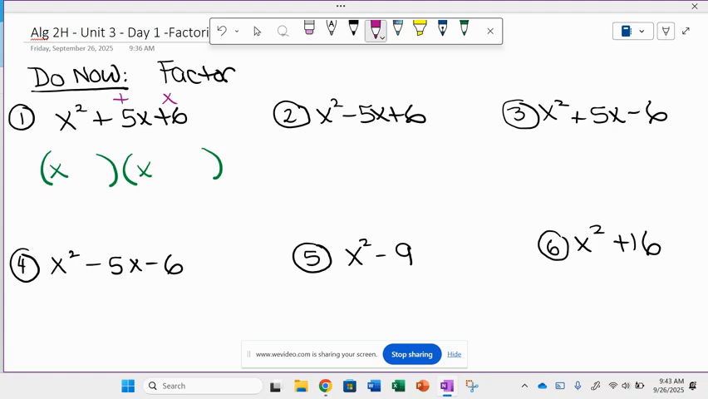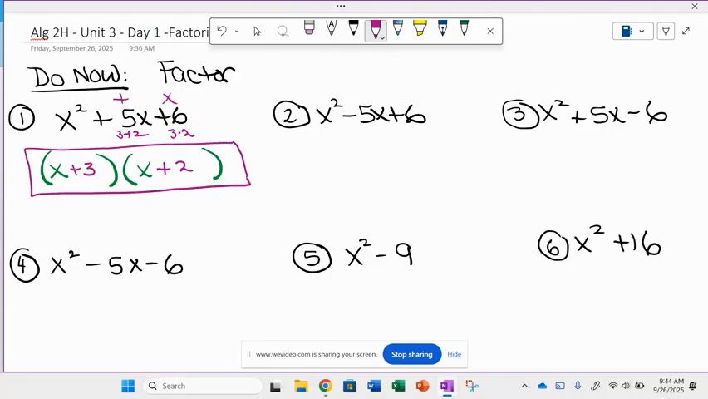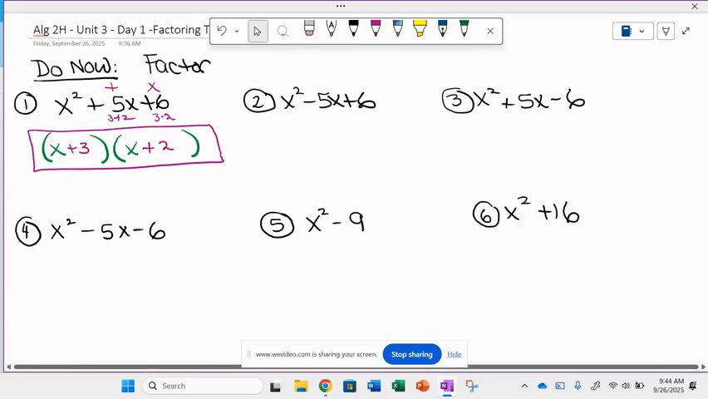Ira? You got it. So if we do 3 and 2, 3 times 2 is 6, 3 plus 2 is a positive 5. So those are our winners. You write those numbers inside your parentheses using the same signs. So it's x plus 3, x plus 2. And who remembers how to check to make sure you factored correctly? Amanda? Exactly. Anytime we're factoring, if you want to check it, you just FOIL back.